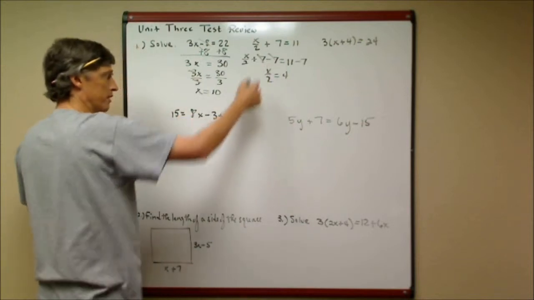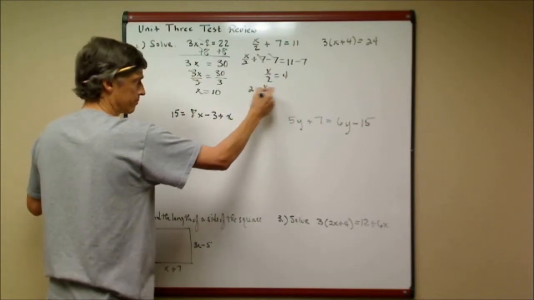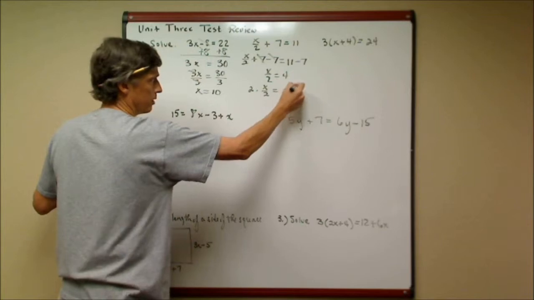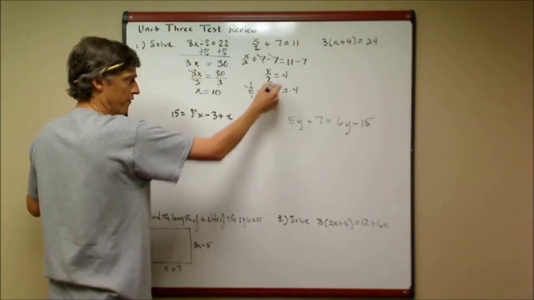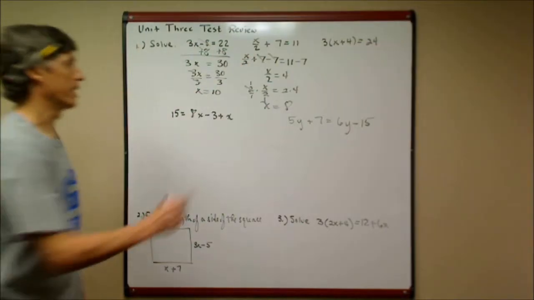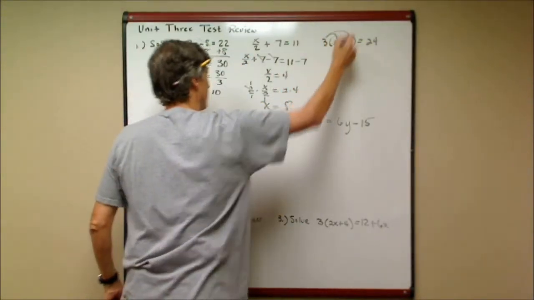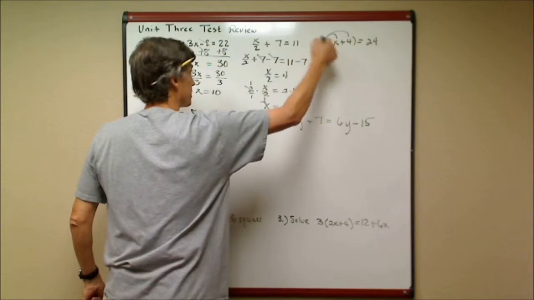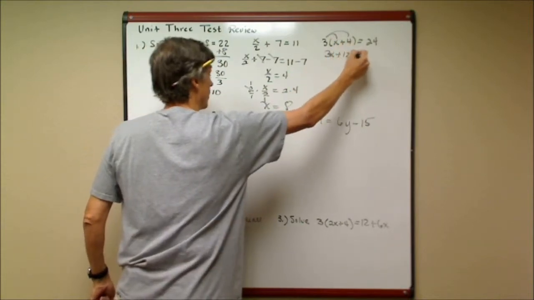Get rid of the 2 that's dividing into the x. I'm going to multiply both sides by 2. It cancels out as a factor of 1. I have x equals 8. The next one has parentheses. So I have to simplify the left side first by distributing. 3 times x is 3x. 3 times the plus 4 is plus 12.